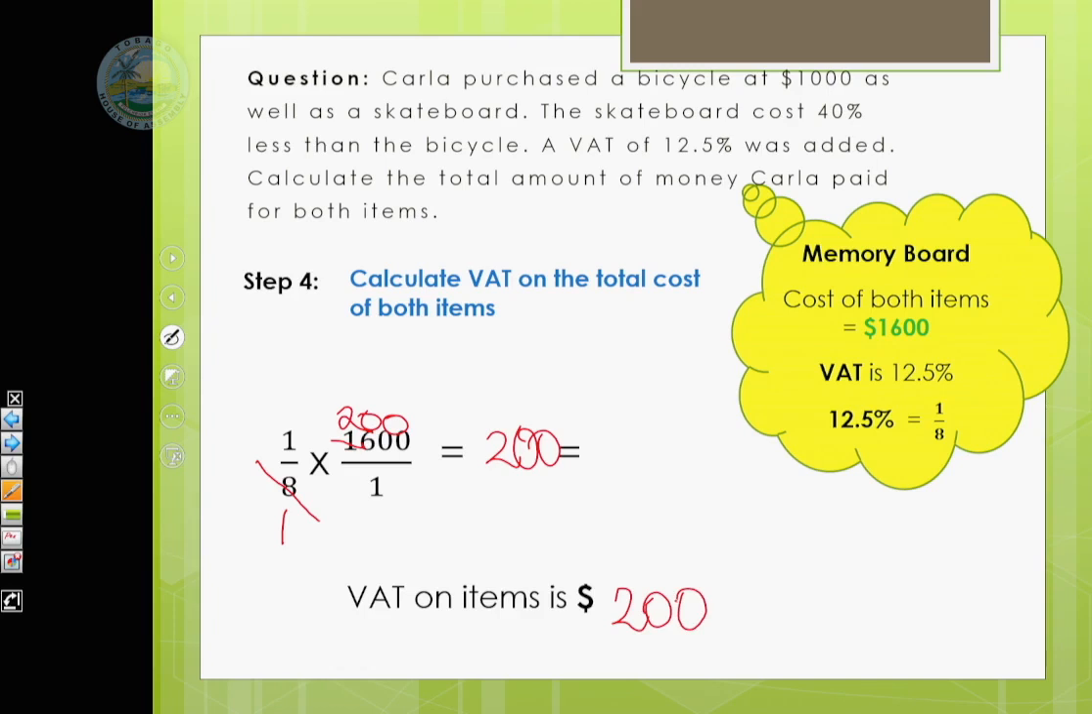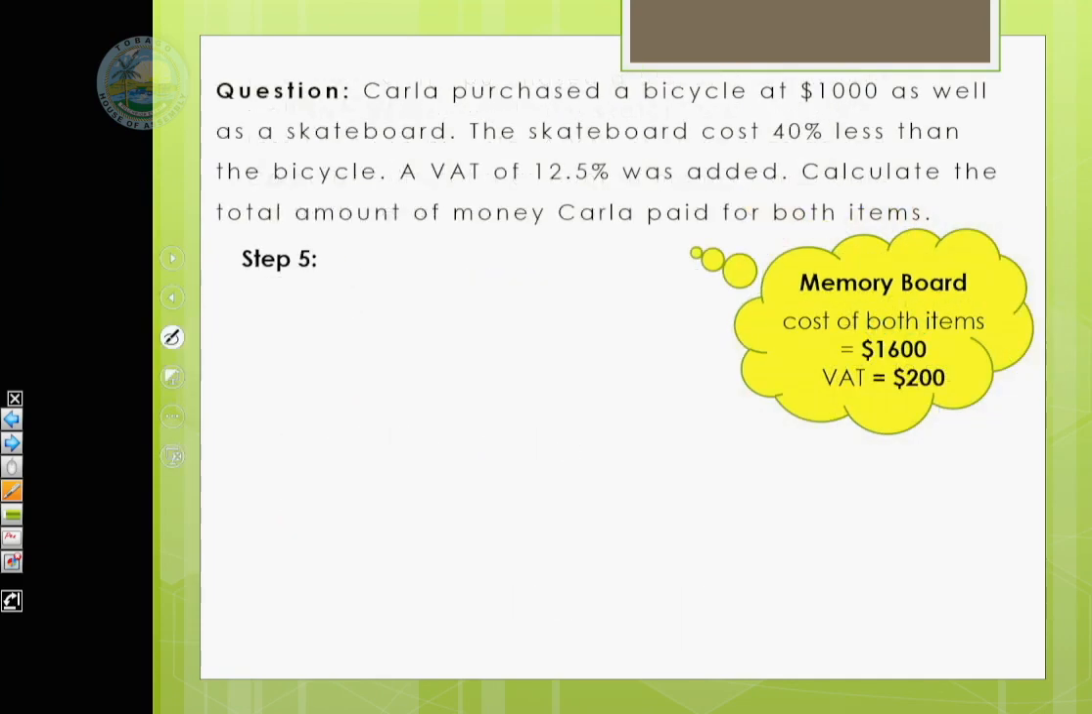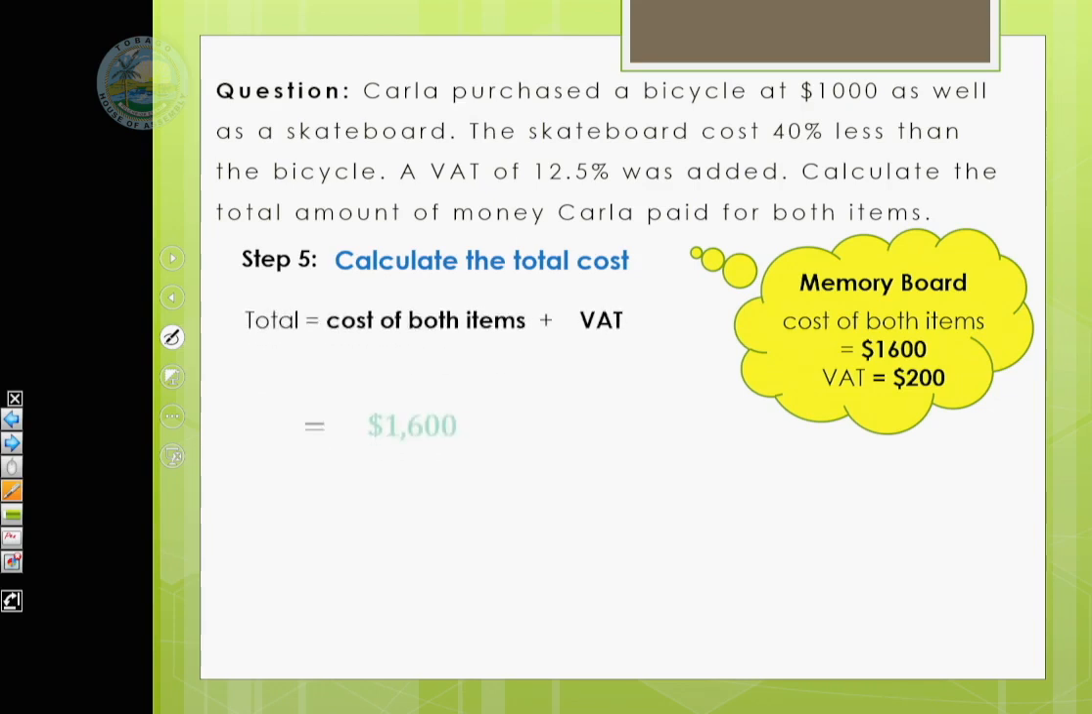Let's do that again. We have found the VAT on the cost of the items because VAT is added to the cost of items purchased. So now that we have found the cost of both items and the VAT, we are going to find out the total cost of the items. Cost of both items, $1,600 plus VAT, $200. And now let's do our calculations.